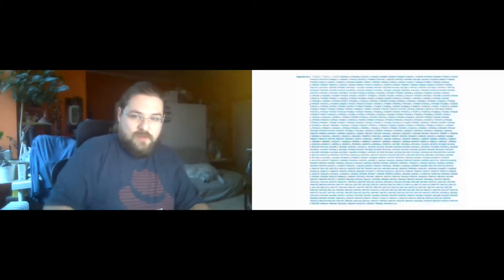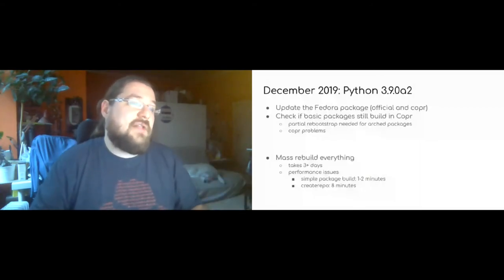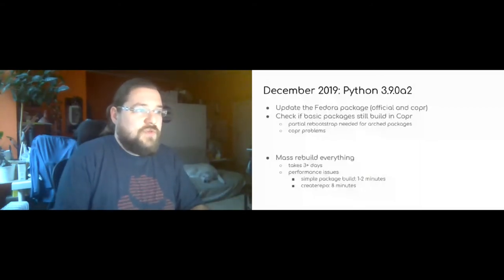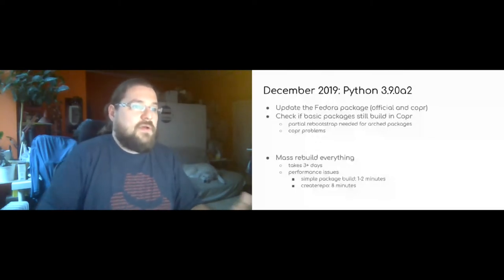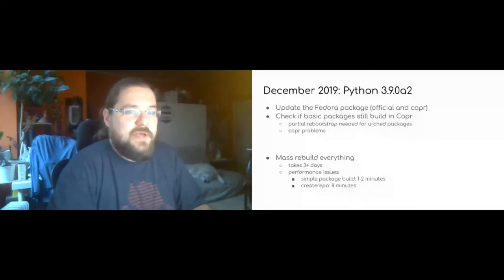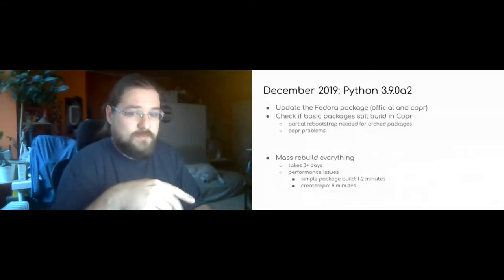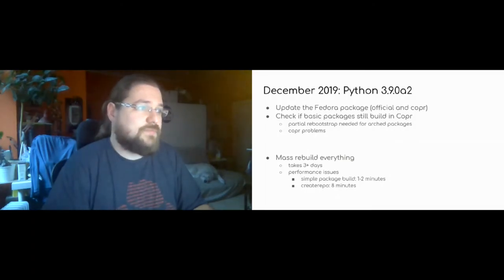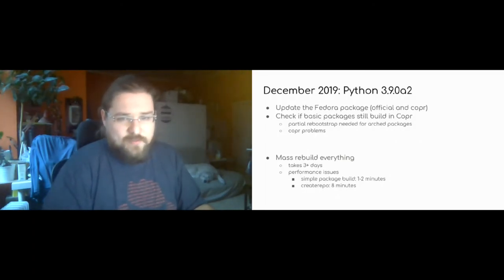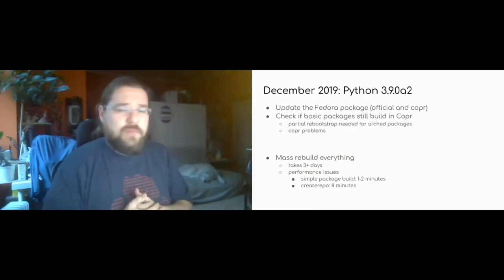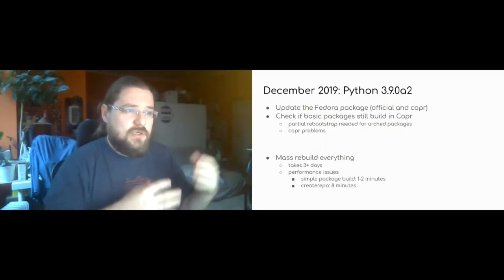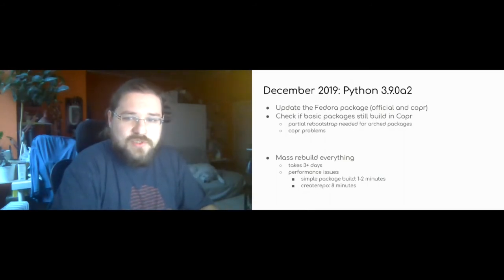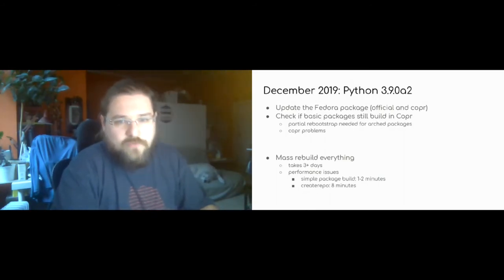In December, and we are still at the beginning, a second alpha is released. So we update the Fedora package, which is only used for testing purposes for developers. What's nice is that when we update the Fedora package, it immediately gets rebuilt in the Copr as the main Python package. And then we need to do some basic checks because at alpha level, there is no guaranteed binary compatibility. And sometimes packages that use C code to have Python extension modules start to segfault with a new Python version at this point.